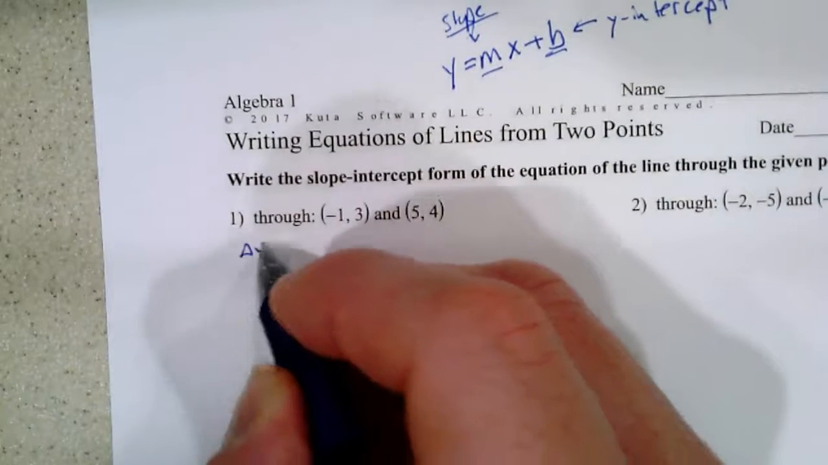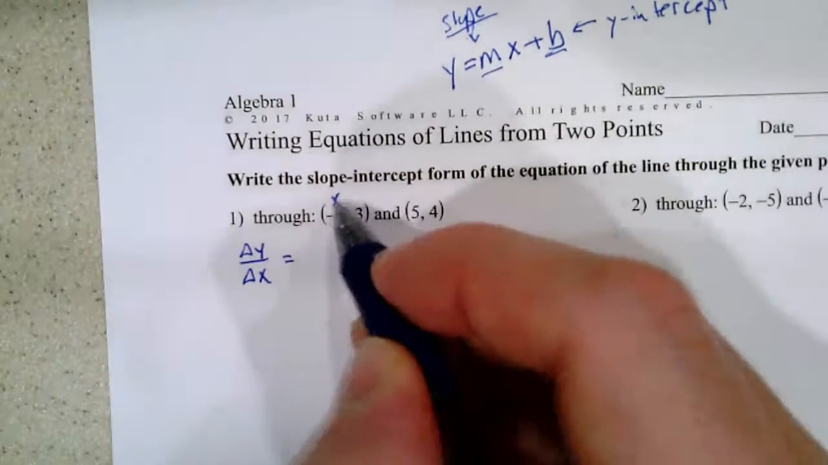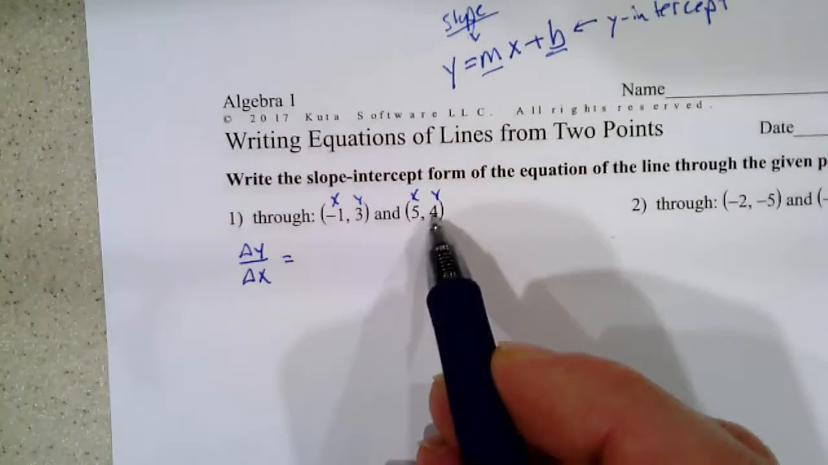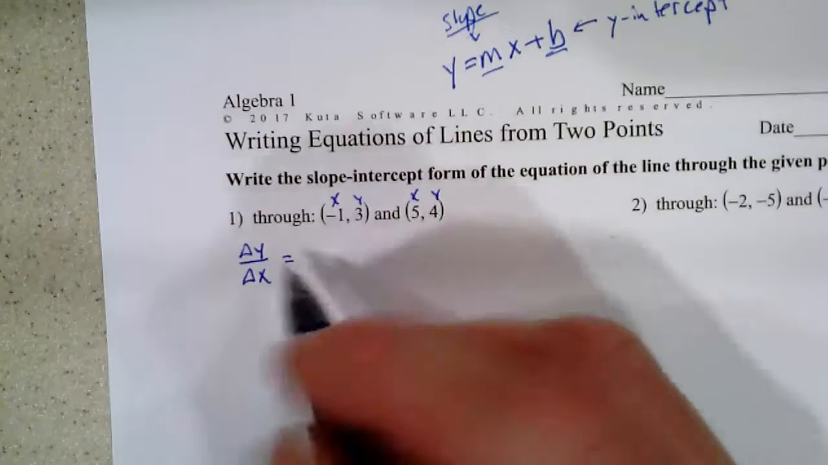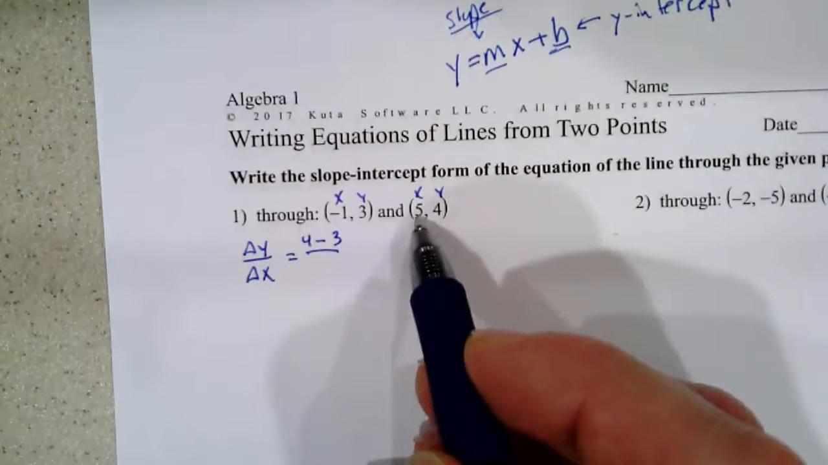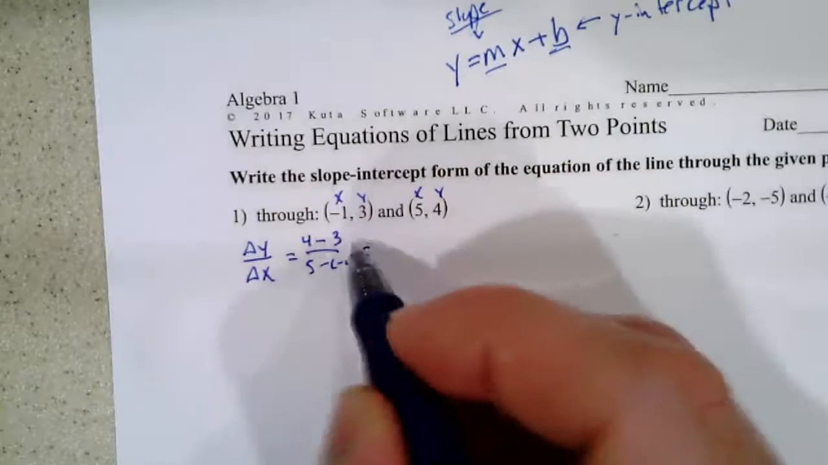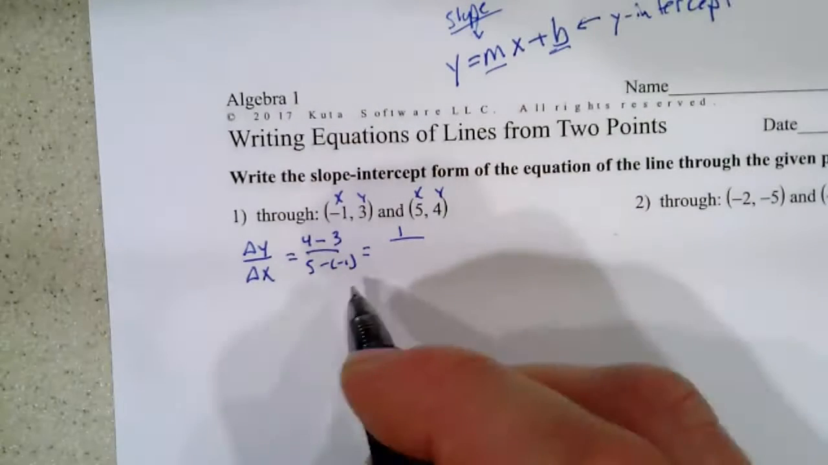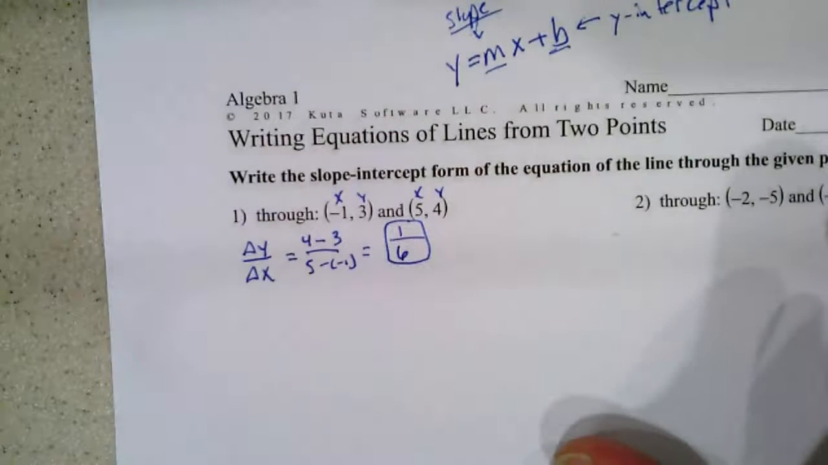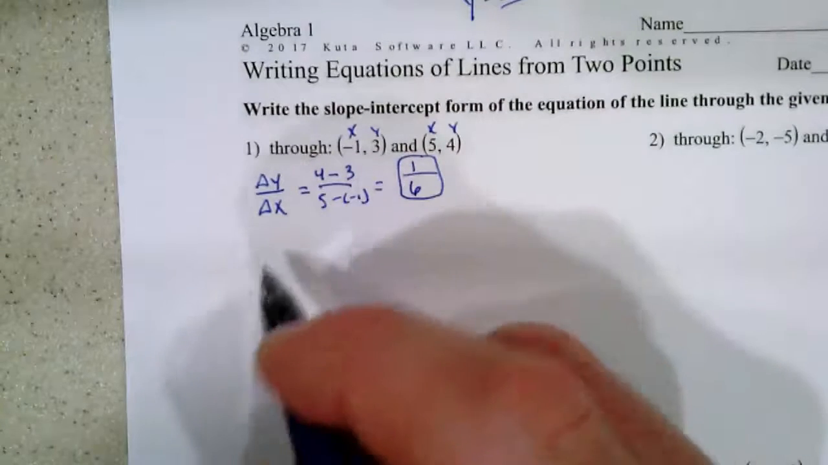So slope is our change in y over our change in x. Our change in y is ending y minus beginning y, so 4 minus 3. And our change in x is ending x minus beginning x, so 5 minus negative 1. 4 minus 3 is 1. 5 minus negative 1 is the same as 5 plus 1. That's 6. So our slope is 1 over 6. So this line goes up 1 over 6. Up 1 over 6. Alright.